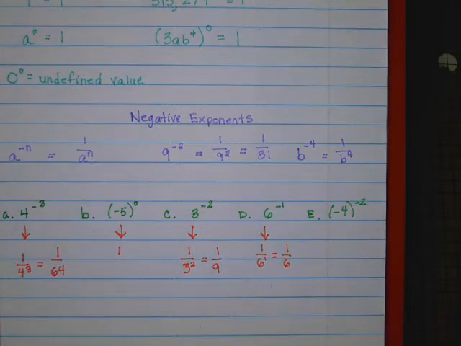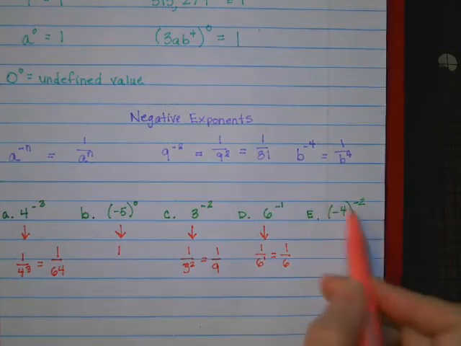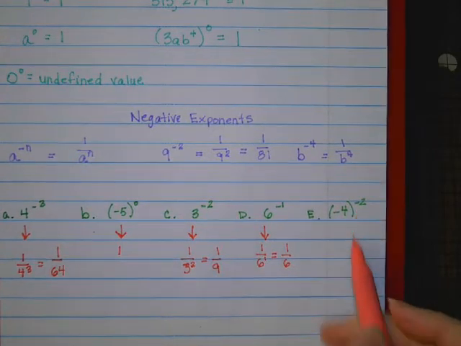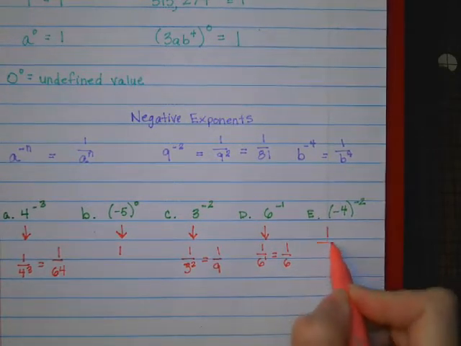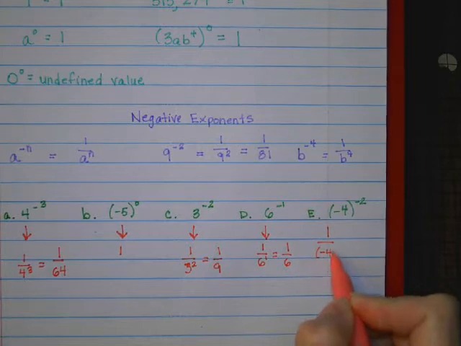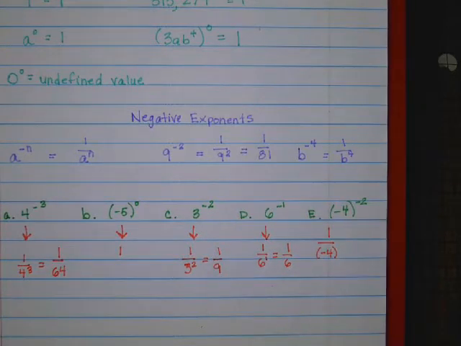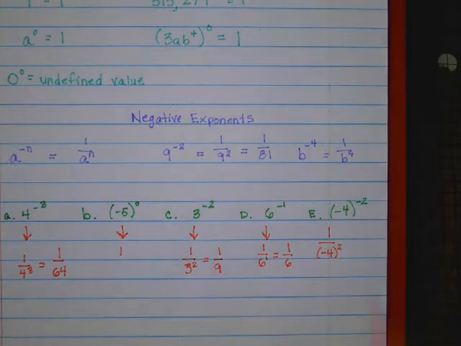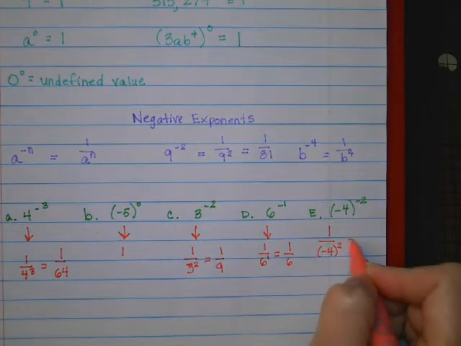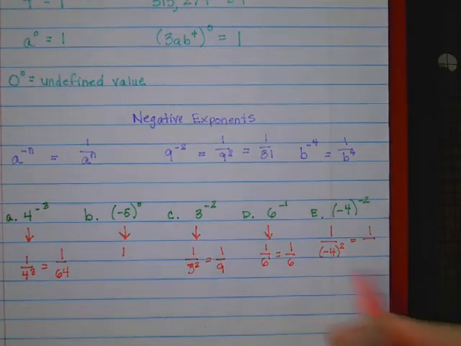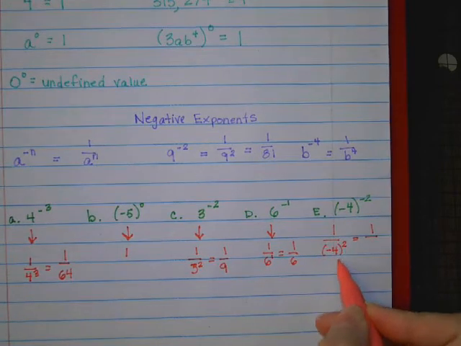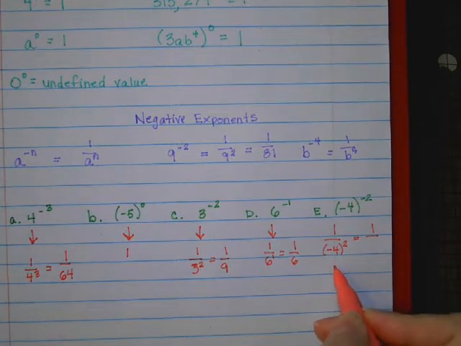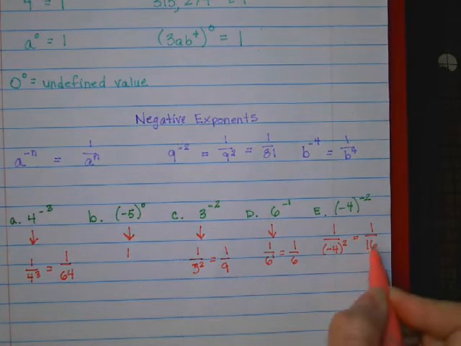Now let's look at this last one. This whole thing is in parentheses being raised to the -2. So when I bring it down, I want to keep it that way, my whole thing in parentheses. Then I want to raise it now to a positive 2. I'm going to show you in a minute what the difference would be if I did not write it this way. All right, so now I got 1 over, and then this is (-4) squared, which means -4 times -4. So a negative times a negative is a positive, and 4 times 4 is 16.